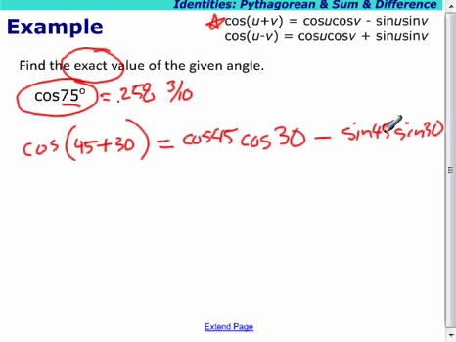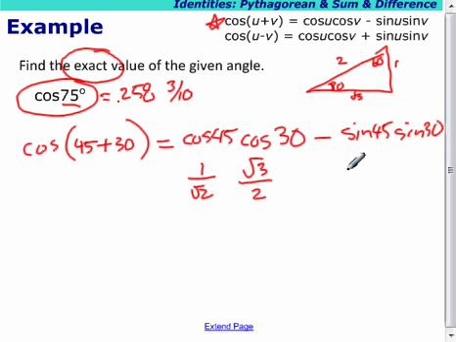Now these are angles that we've memorized before. Remember those triangles that we memorized, where we had 30 degrees and 60 degrees up here, and then we had things on each side. This was a 1, this was a 2, this was a root 3. And we did the same thing for 45. So if you have those memorized, you can now say, cos of 45 is 1 over root 2. Cos of 30 is root 3 over 2. Minus sine of 45 is 1 over root 2. And sine of 30 is 1/2.